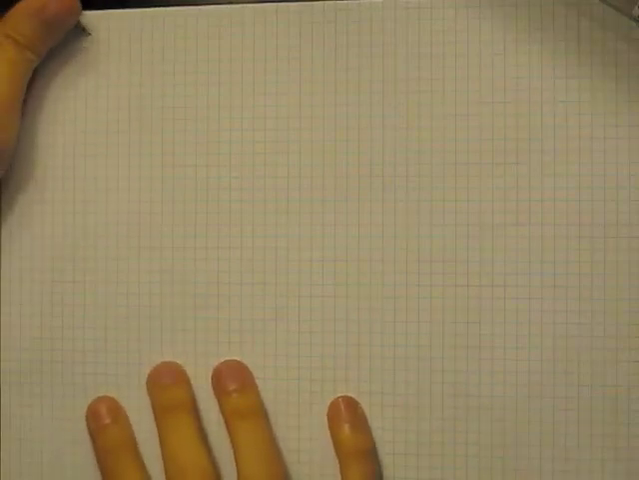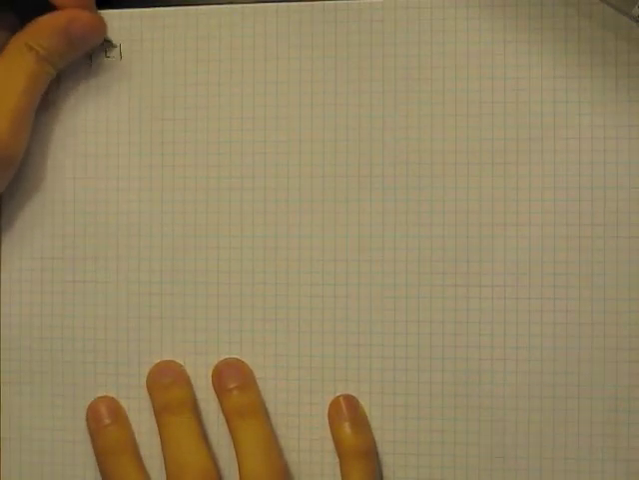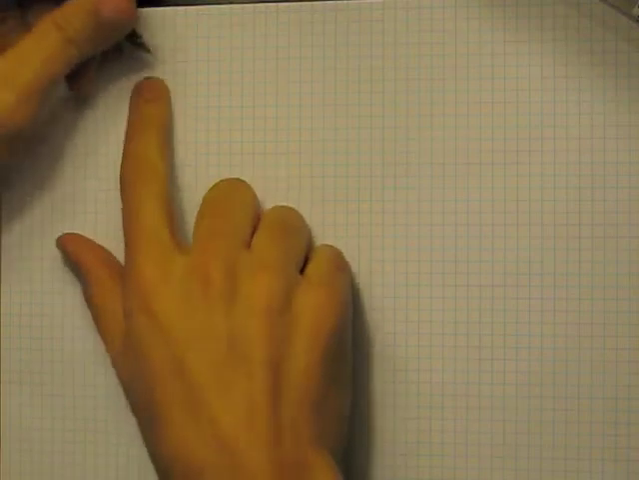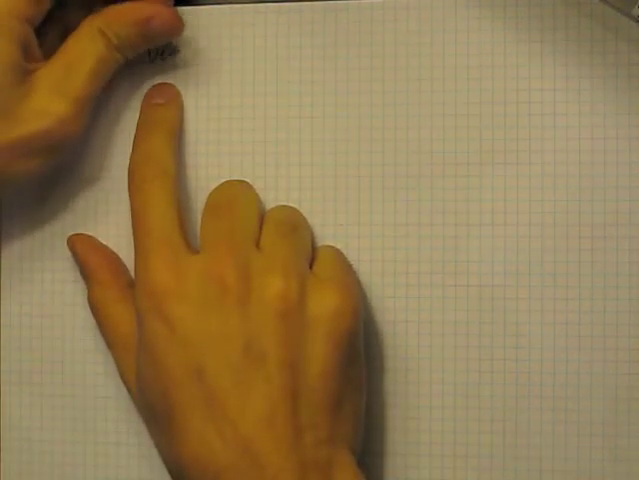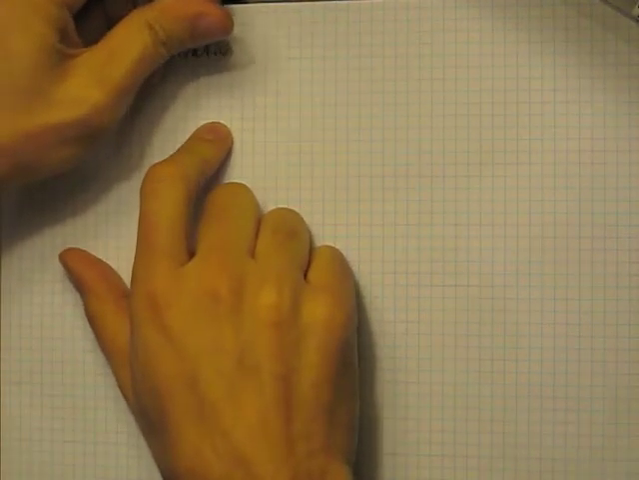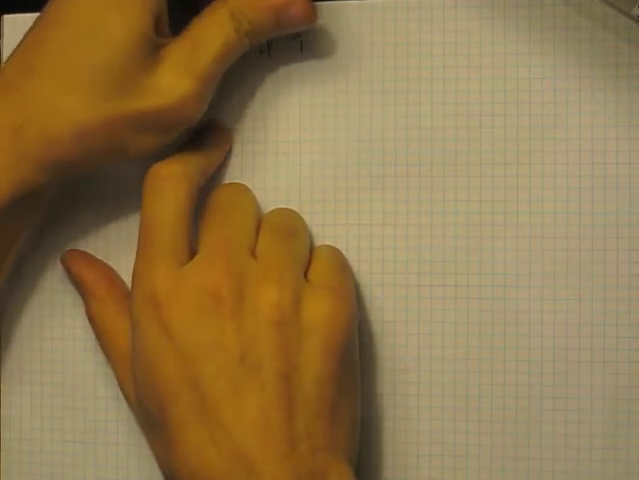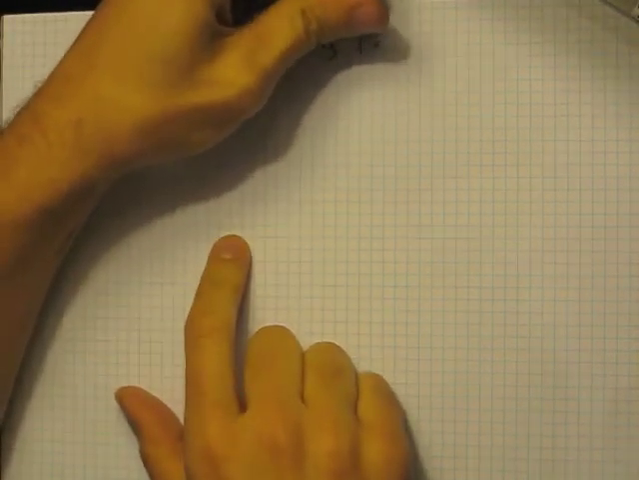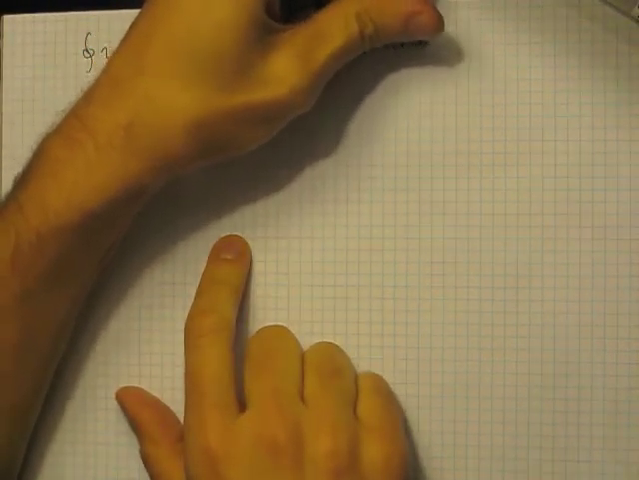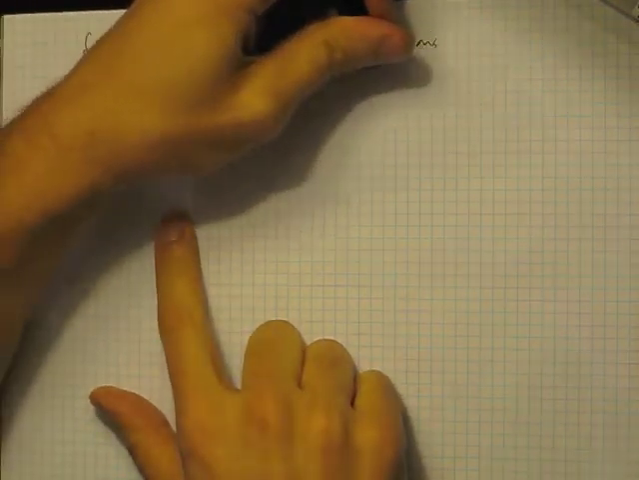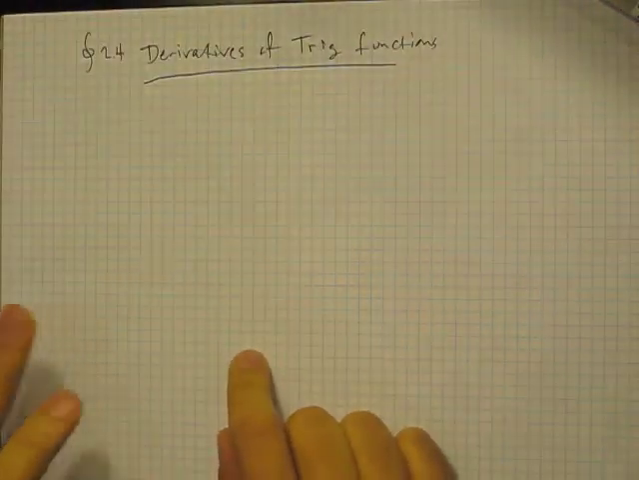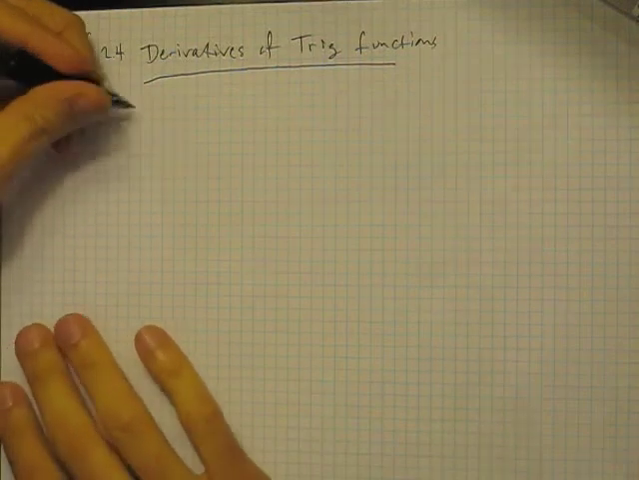Okay, so we're going to go through sections 2.4 and 2.5. Starting off with section 2.4, this is derivatives of trig functions. And we're not going to prove anything in this. We're just going to state what the formulas are and then go through one or two examples. But I do want to give you just an idea.